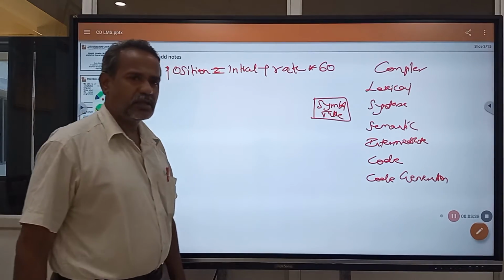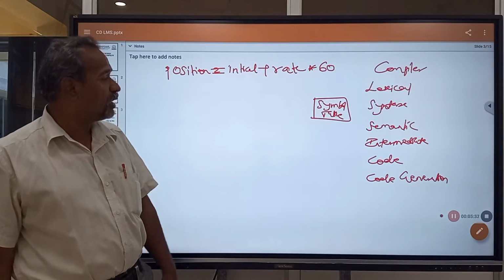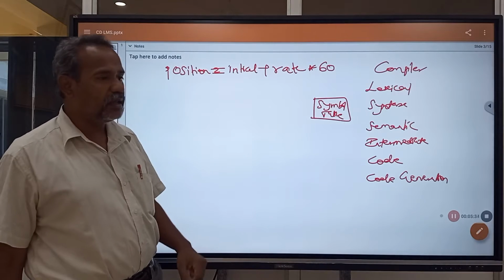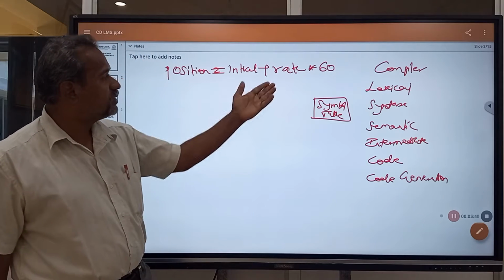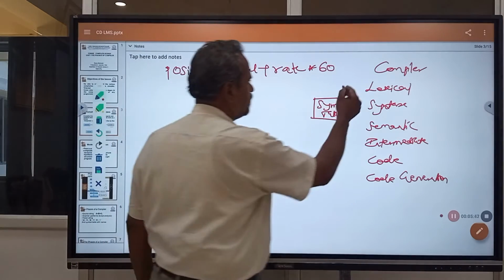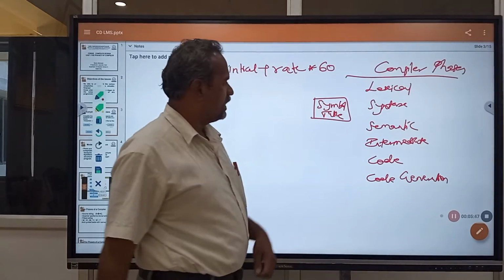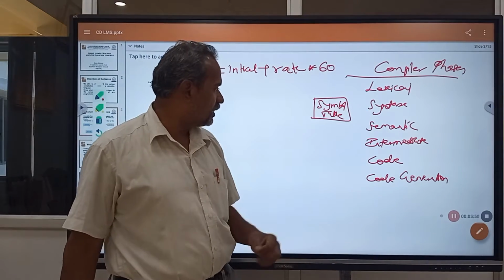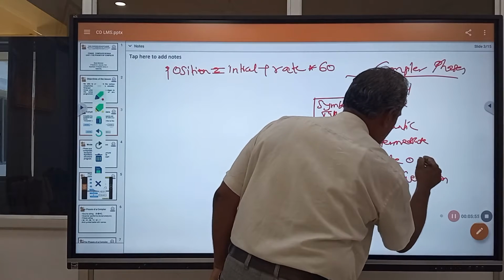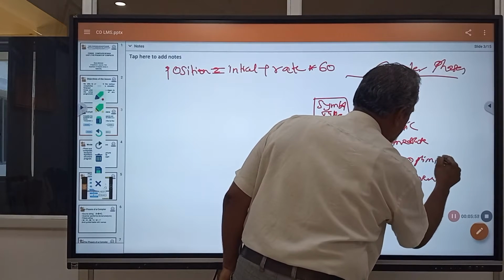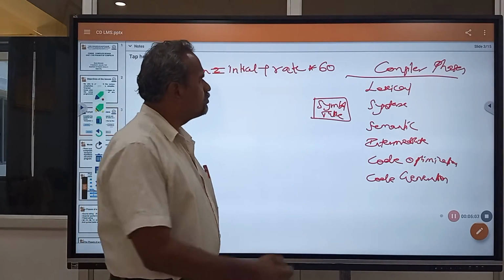Because the compiler is a huge program, we cannot write all the program in a set of 1000 lines or maybe 1 lakh lines in a single task or a single function. So the compiler is divided into various phases: Lexical Analyzer, Syntax Analyzer, Semantic Analyzer, intermediate code generation, code optimization, and code generation. The compiler will be built with a symbol table.